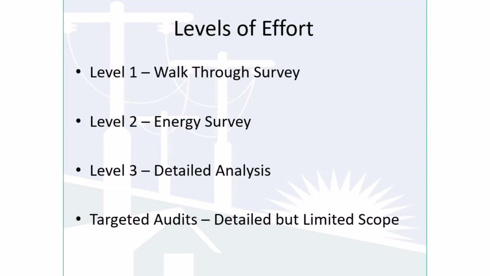So ASHRAE identifies 3 levels of effort and then something called targeted audits. And we'll look at each one of these in a little more detail. And just a reminder that prior to doing any of these levels of effort, the auditor will look at the historic utility bills and do an analysis of what their energy use is, and that was discussed in Module 1A.